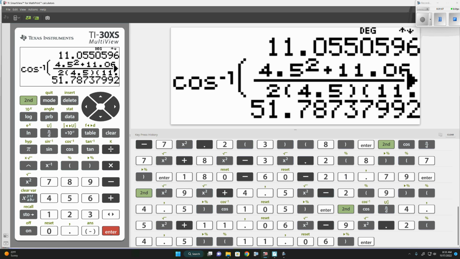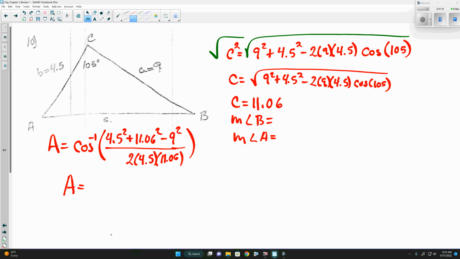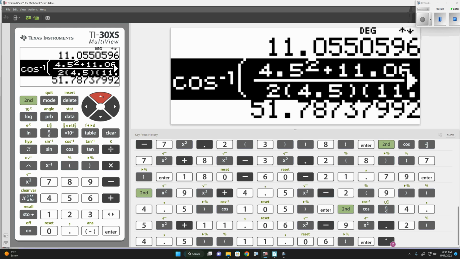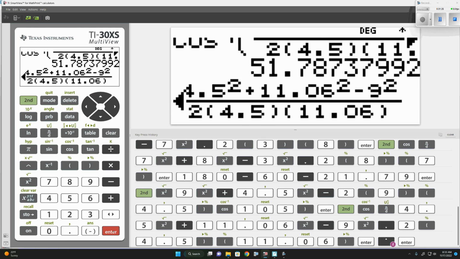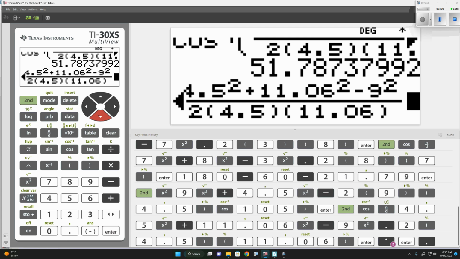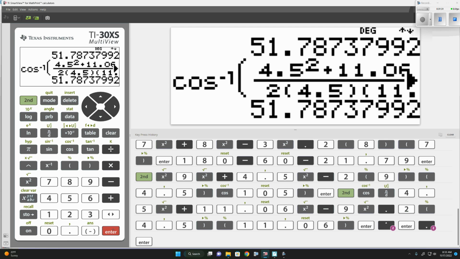51.79 is angle A, yes? Or did y'all get a different value? I could have plugged something in wrong. 4.5 and 11.06. Make sure I squared it. And the third side is 9. 51.79, I think. Okay.